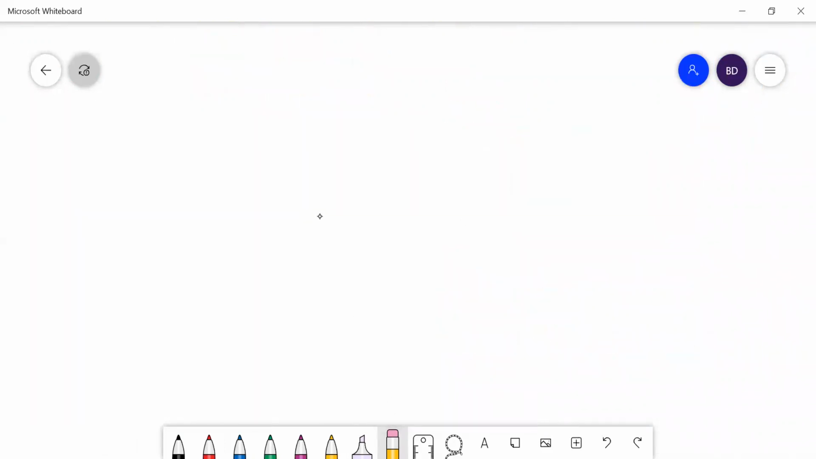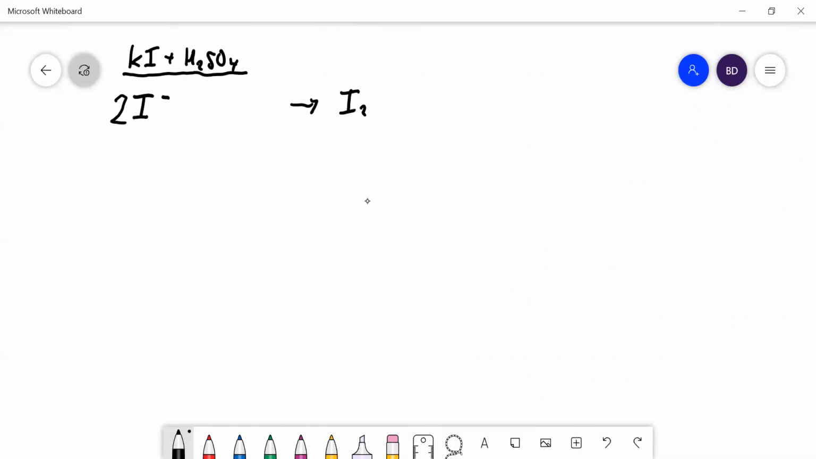We're going to have to write half equations. Let's do the potassium iodide first of all. So the KI plus concentrated sulfuric acid. We've established that the iodide gets oxidized to iodine. So let's write a half equation. We've got to balance the elements of interest. So we want 2I-, and on this side we're going to get 2 electrons, to balance the charges. So the I- is oxidized.